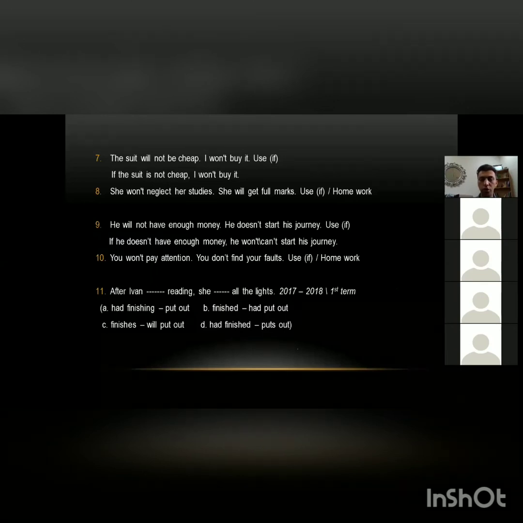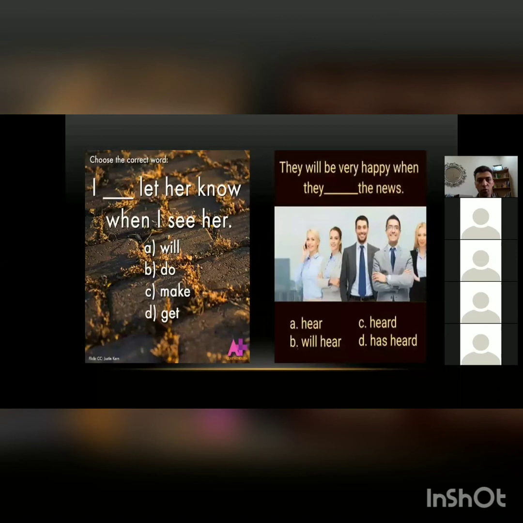I think we are at the end of the lesson. Before getting to the end, we have these two homework examples for you. I wish I let her know when I see her. We have will, do, make, get. The answer is A, will. When is just like if, so the second part is the condition. The first part is the result, and the result clause should be in the future simple. We have will plus verb base.